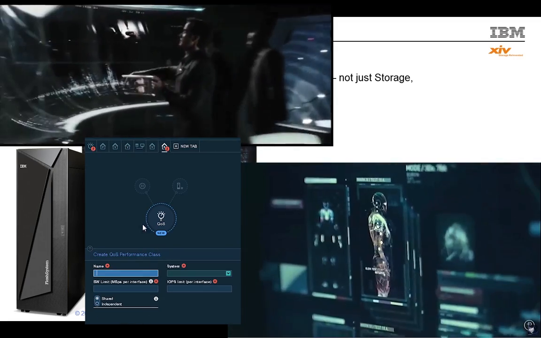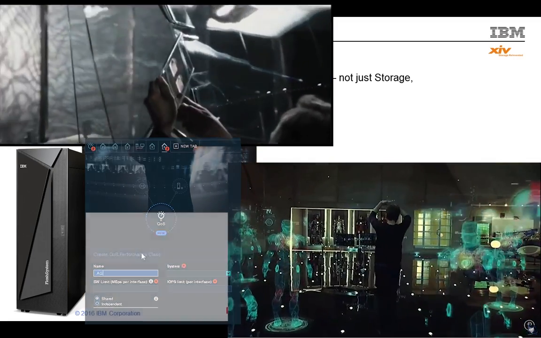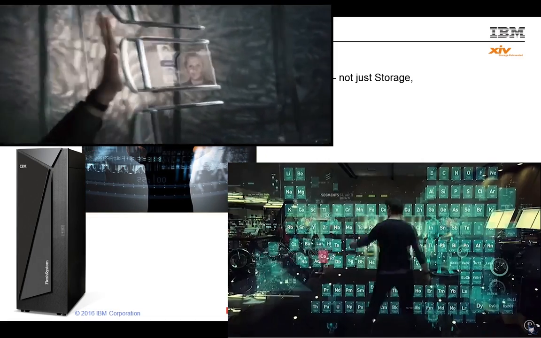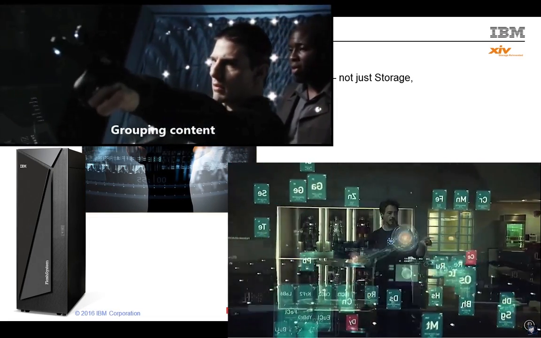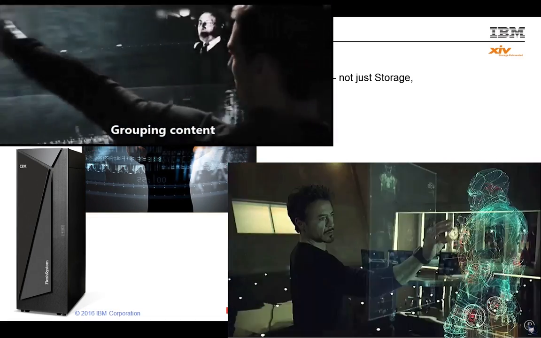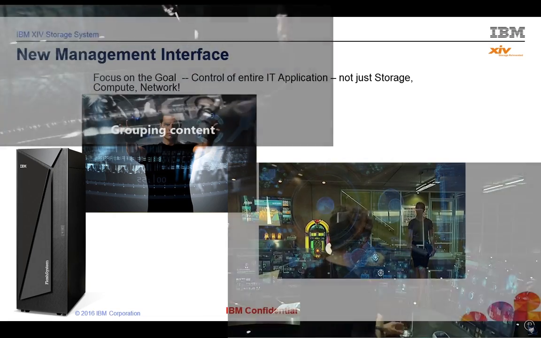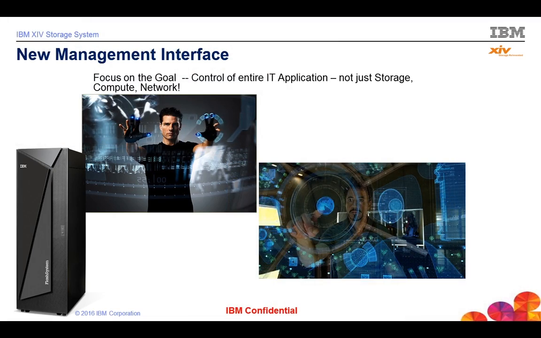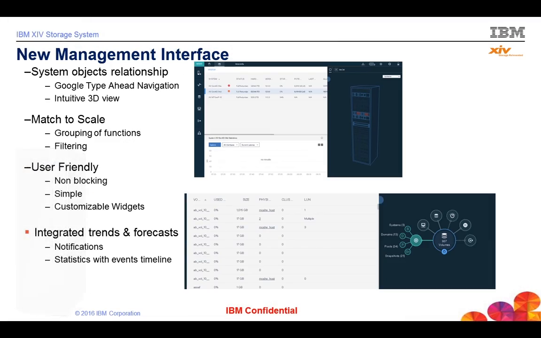Now, we've seen this in Hollywood. That's part of the reason why you're seeing some of these scenes right now. We've seen this in Minority Report as early as 2002. We've actually seen it in Iron Man way back when in 2008. And now let's take a look at what we're going to do with the A9000 GUI.